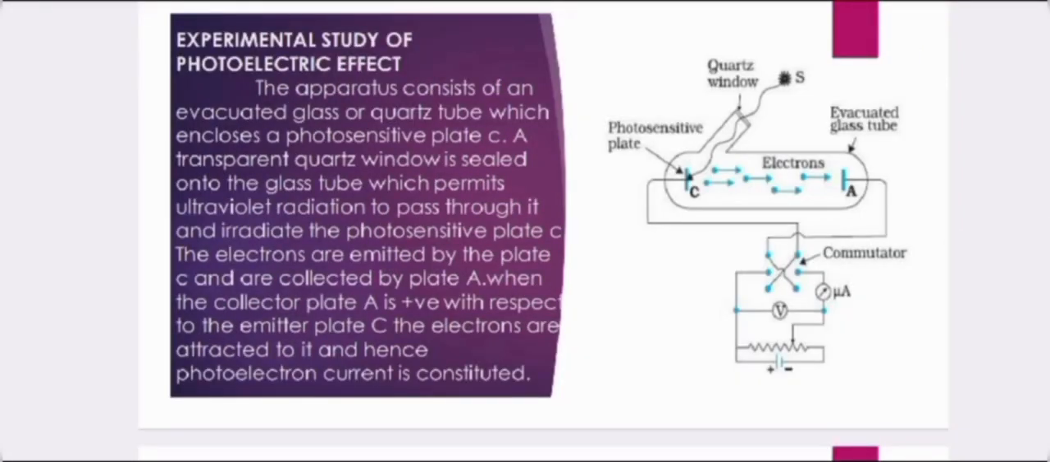Experimental study of photoelectric effect. The apparatus consists of an evacuated glass or quartz tube which encloses a photosensitive plate C. A transparent quartz window is sealed onto the glass tube which permits ultraviolet radiation to pass through it and irradiate the photosensitive plate C. The electrons are emitted by the plate C and are collected by plate A. When the collecting plate A is positive with respect to the emitter plate C, the electrons are attracted to it and hence photoelectron current is constituted.